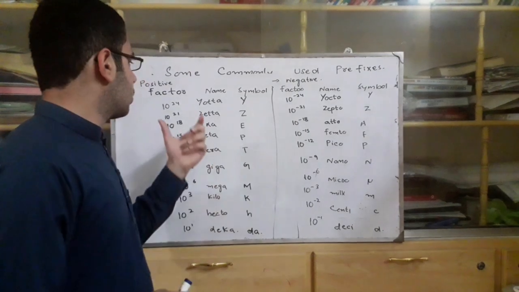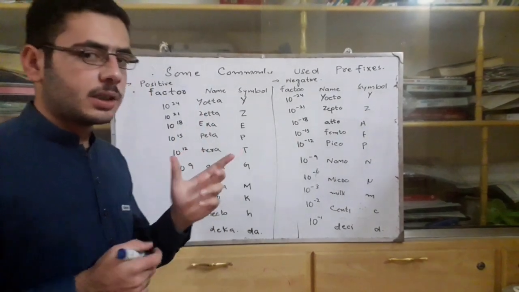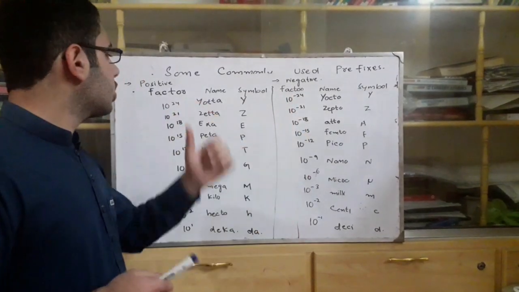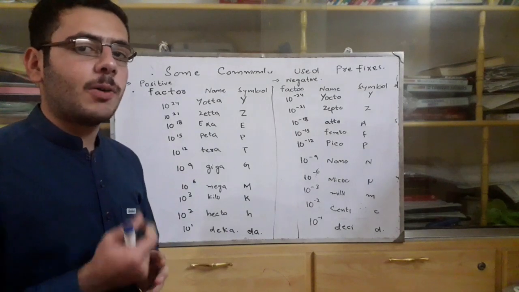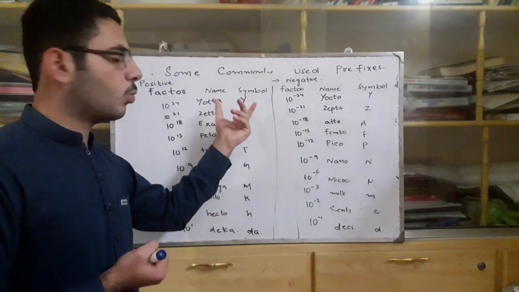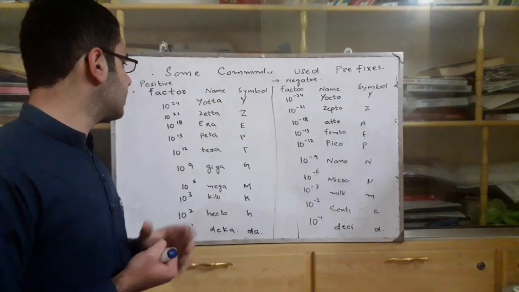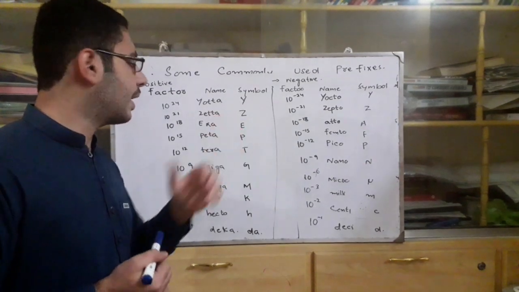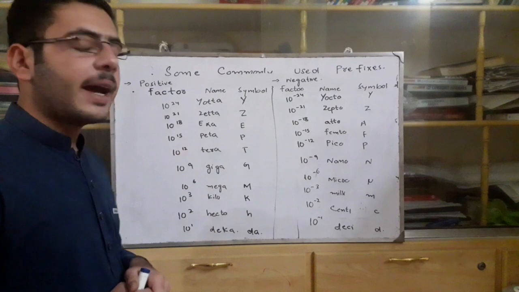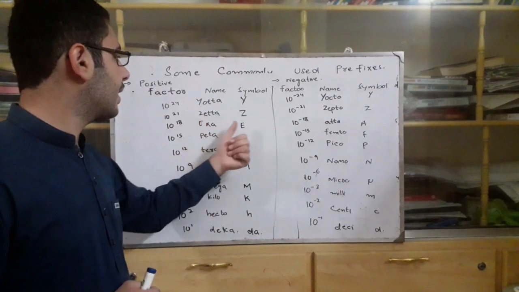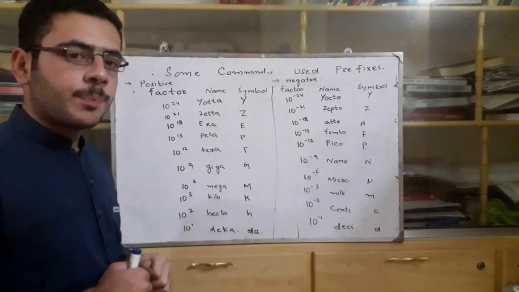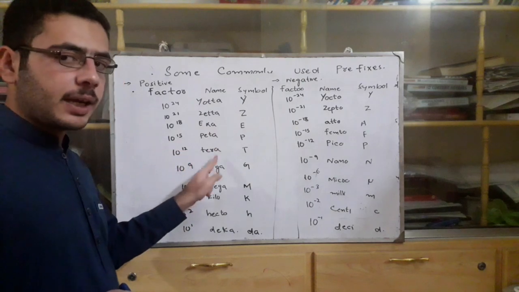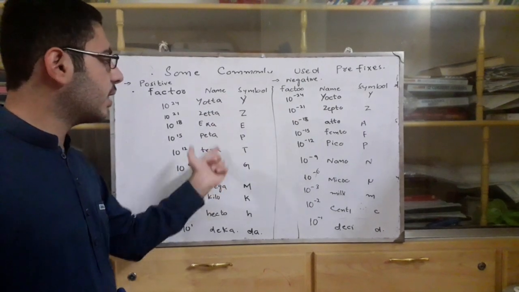So let's start. The common prefixes go from 24 down to 1, and minus 24 up to minus 1. 10 raised to power 24 is named yotta, Y-O-T-T-A, and the symbol is Y. The second one is 10 raised to power 21, zetta, Z-E-T-T-A, symbol Z. The third is 10 raised to power 18, exa, symbol E. 10 raised to power 15, peta, symbol P. 10 raised to power 12, tera, T-E-R-A, symbol T.